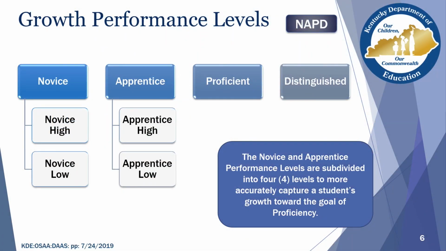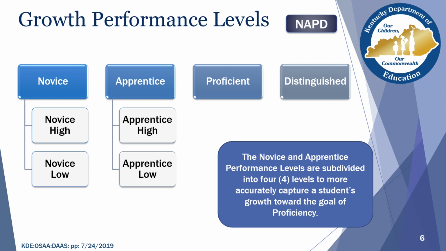To more accurately reflect student growth, it was decided that the novice and apprentice performance levels should be subdivided into high and low levels. This changed the performance levels from 4 NAPD, or Novice, Apprentice, Proficient, and Distinguished, to Novice Low, Novice High, Apprentice Low, Apprentice High, Proficient, and Distinguished. It was further decided that a student who maintained the same performance level in the next grade was showing growth, since the content area rigor increases each year.